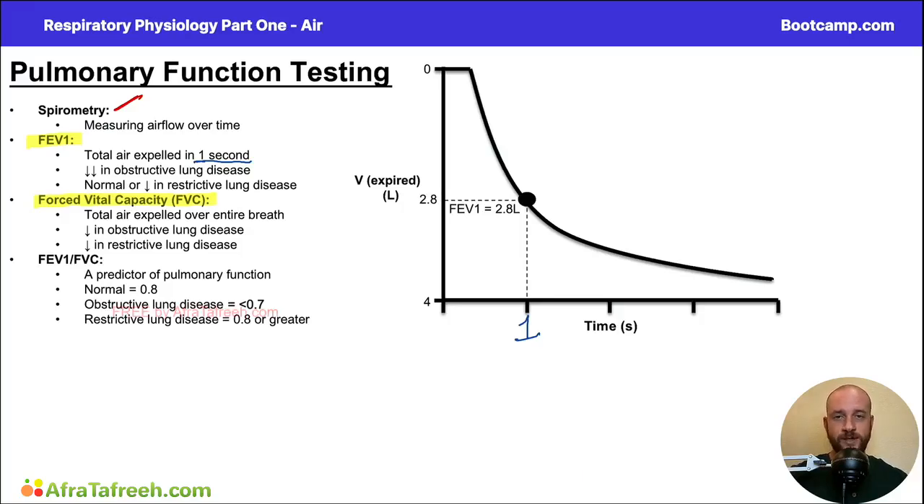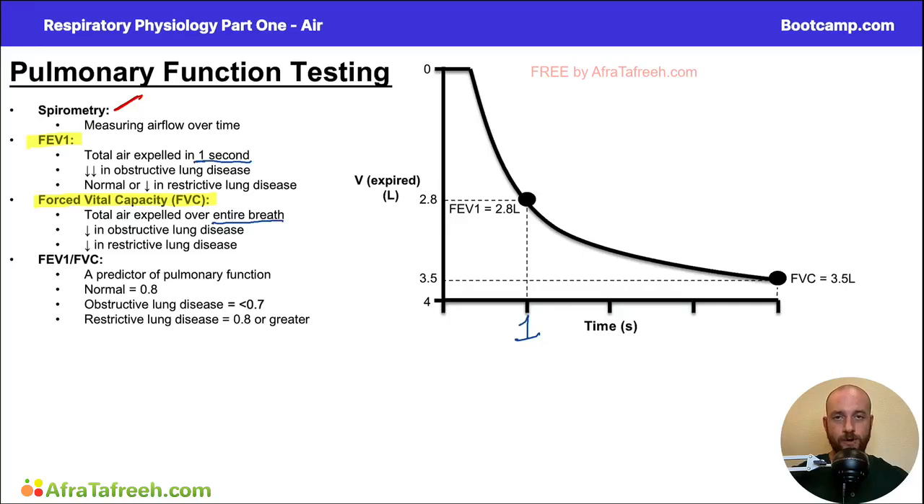The next point you want to pay attention to is the forced vital capacity, or the FVC. It is the total air that you can expire over your entire breath, so it's going to be the end point of the graph. We'll put this point on the end of the curve right over here, and we'll assign the FVC a value of 3.5 liters. Again, you would draw a line to the x-axis and a line to the y-axis and confirm that this is indeed 3.5 liters.